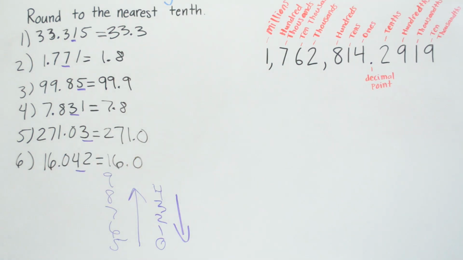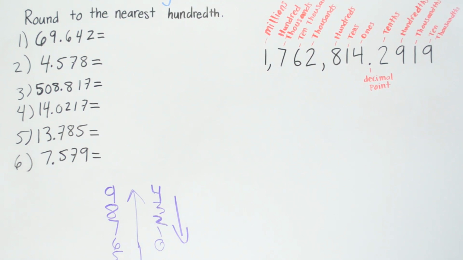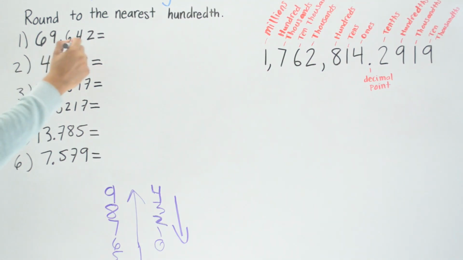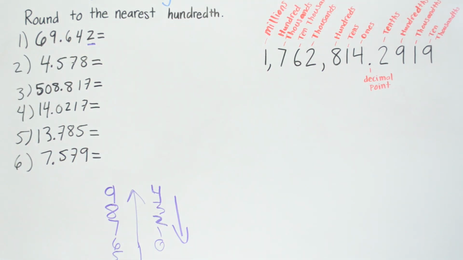It's the same thing. On these next examples, we're going to be doing round to the nearest hundredth. So we're going to locate the hundredths place, because this is our tenths, then hundredths. We're going to look at the thousandths place, the third number to the right of the decimal point. So we go 1, 2, 3, that's going to be our thousandths place. That's what we're going to look for to round to the nearest hundredth.